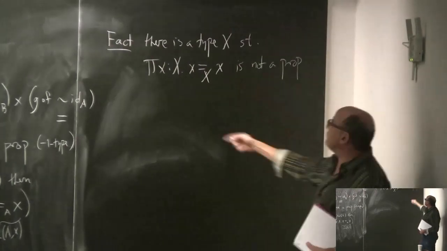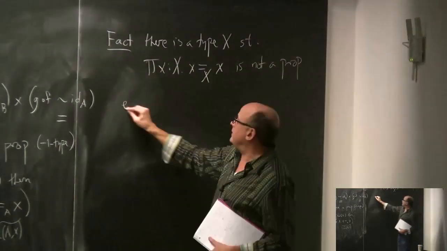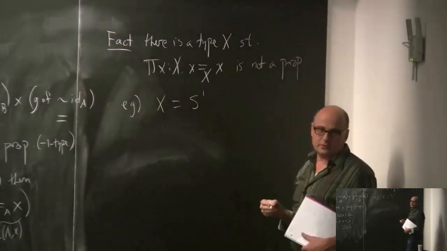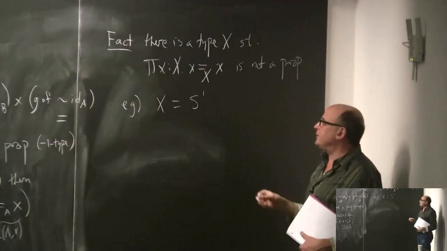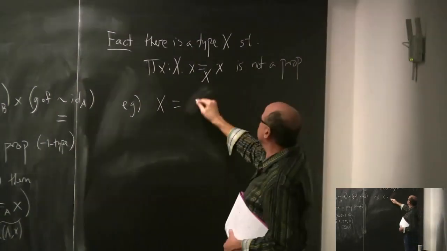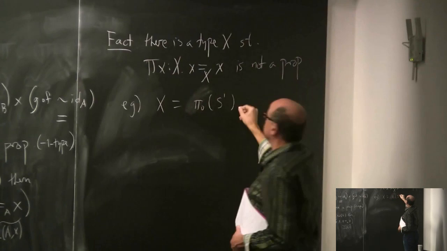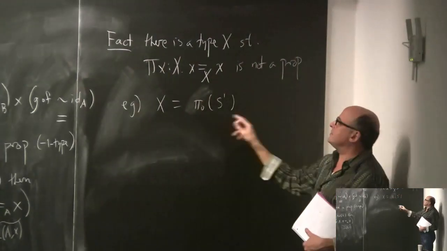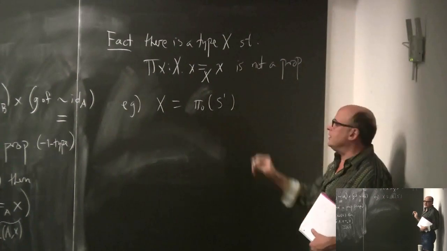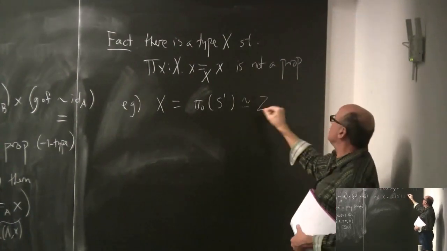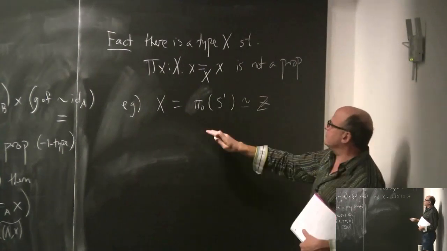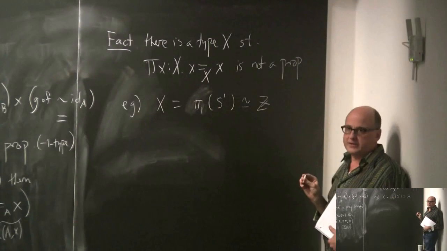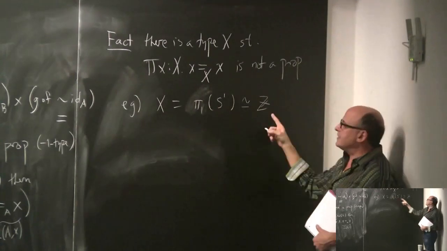So the point is that you can find an X which is not a prop. And an example of this, which Spencer just provided, is S1, although I haven't proved this yet. Okay, so what X is going to be is what is called pi 1 of S1, which is the fundamental group of S1. And so that is not going to be a prop, because we will eventually be able to show that Pi 1 of S1 is Z. Okay, so that will be my X.